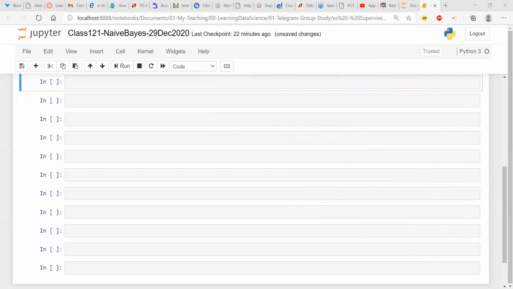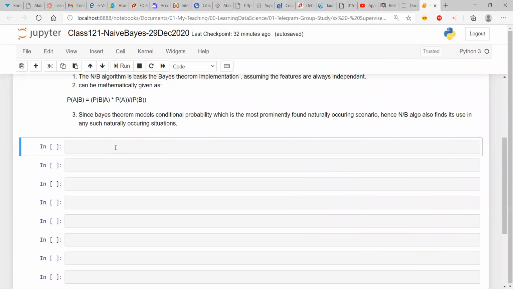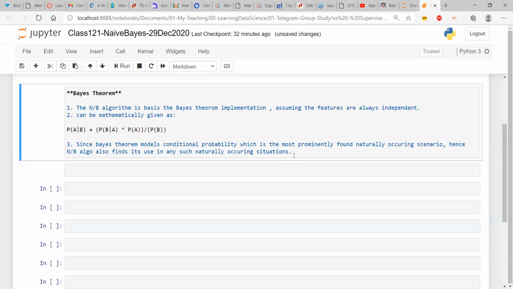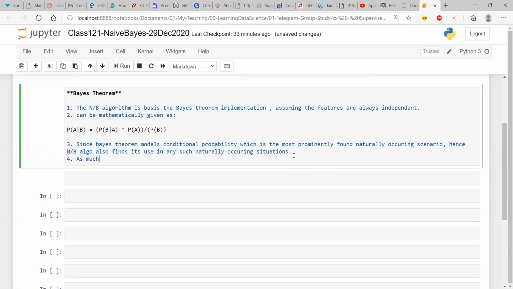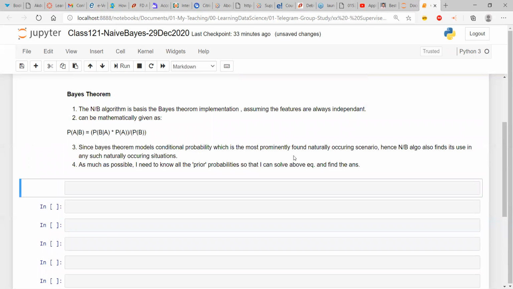Now let's see what my algorithm is going to do, considering I understand what has happened right now. Clearly, I need to know all the prior probabilities as much as possible, so that I can solve our equation and find the answer. I need to know all the prior probabilities so that I can answer the above question. Now let's see what Mr. Naive Bayes is going to do.